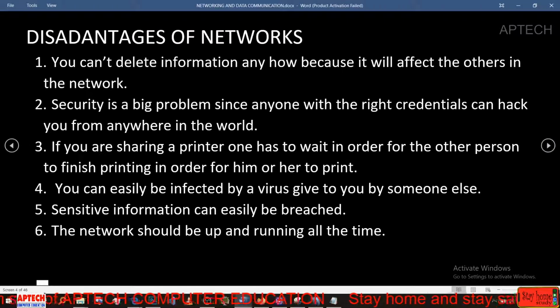Now, disadvantages of networks. The one big disadvantage of networks is you can't delete information anyhow. Just because you have deleted your image from Facebook doesn't mean that it's actually deleted. That's one thing people fail to realize. Just because you have deleted your browser history doesn't mean that they don't know what you've been doing. Your internet service provider knows what you have been doing.